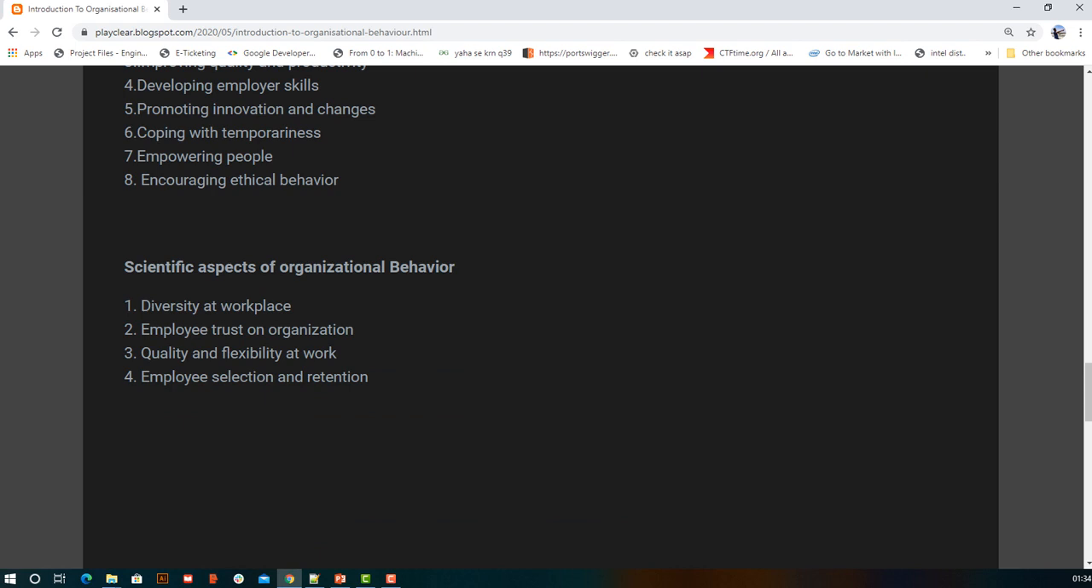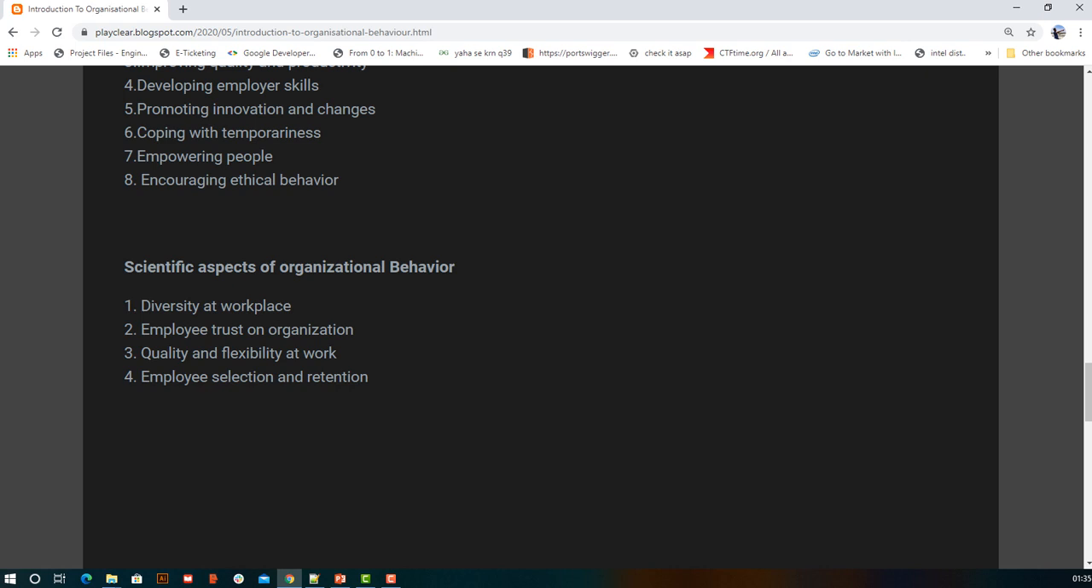Now the final thing is the scientific aspects of organizational behavior. Here again we have simply categorized all the subcategories into main 4 points. Previously we had nearly 12 to 15 points, and all those are at the lower level. Now scientific aspects is like a higher level of all the topics that we have studied so far. So diversity at workplace is nothing but age, ethnicity, gender, mindset, how widely a person is exposed.